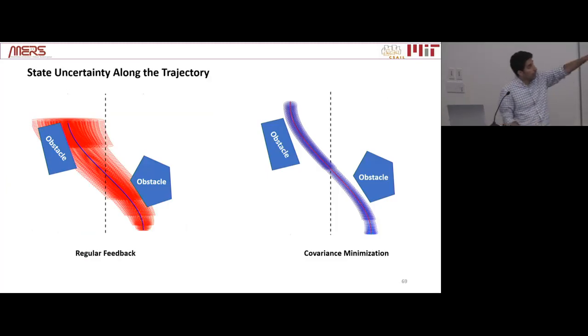This is the propagated uncertainty under the regular feedback, PID. And this is the uncertainty under the covariance minimization. It makes a lot of difference compared with the PID. And for this scenario, we can avoid the obstacle by just minimizing the covariance, or at least we can reduce the chance of collision.